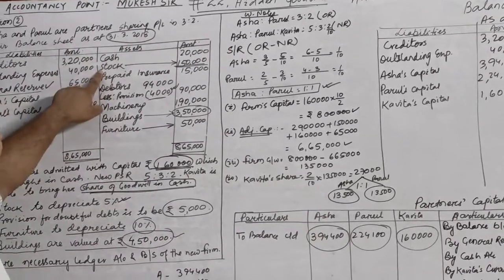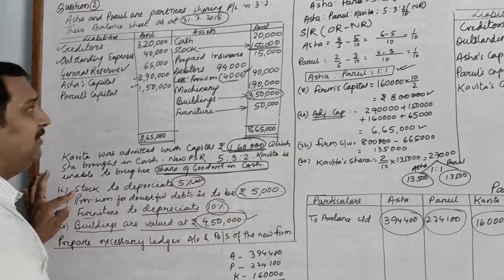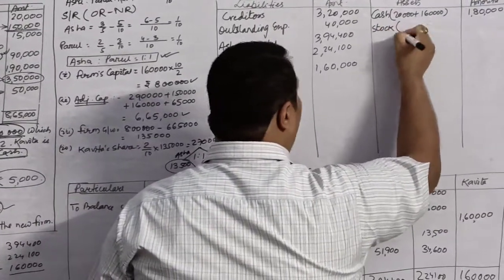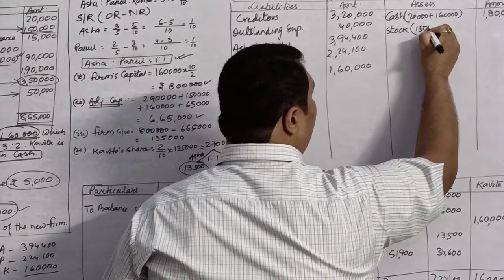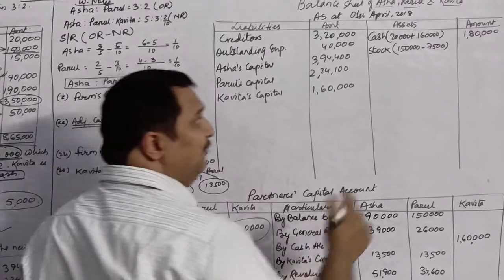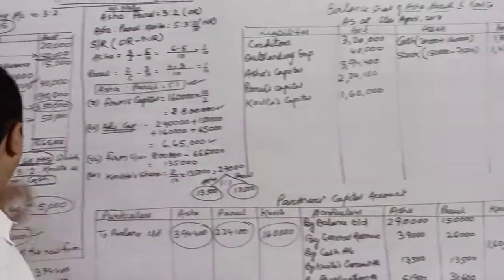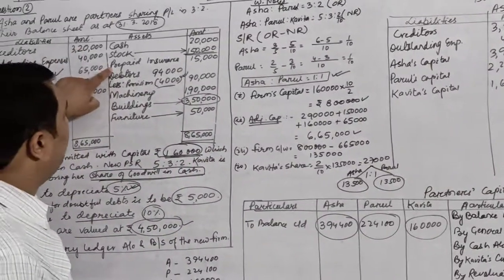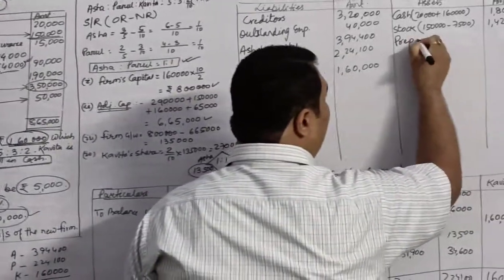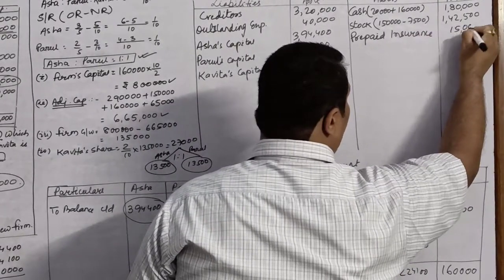After cash, the next item is stock, and there is an adjustment with the stock that we have to reduce it by 5%. So here we will write stock. The book value was 1,50,000 minus 5% of that which we had debited to the revaluation account, 1,42,500. After stock, the next item is prepaid insurance. With this 15,000 we did not have any adjustment, so it will be written as it is, prepaid insurance 15,000.